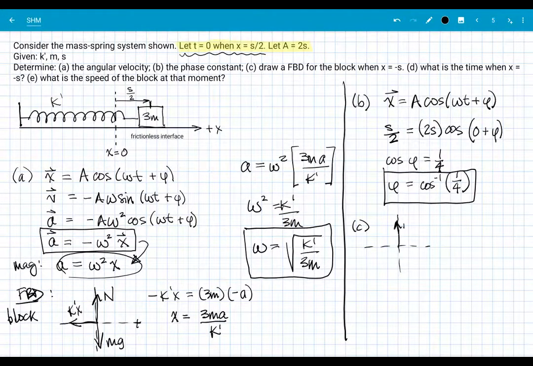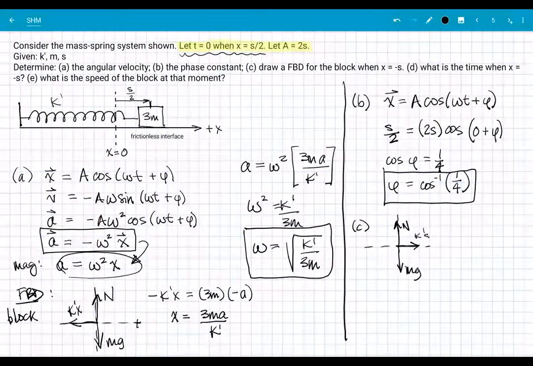Well, it's still going to have a normal force. It's still going to have weight. But now the block is to the left of equilibrium, so that means the restoring force will be directed to the right. So K prime S will be the magnitude of that force there.